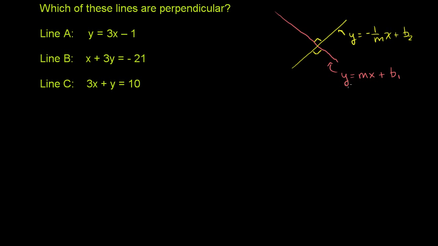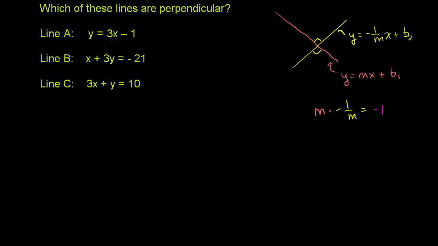Or another way to think about it is if two lines are perpendicular, the product of their slopes is going to be negative 1. And so you could write that there. m times negative 1 over m, these two are going to cancel out. That's going to be equal to negative 1. So let's figure out the slopes of each of these lines and figure out if any of them are the negative inverse of any of the other ones.